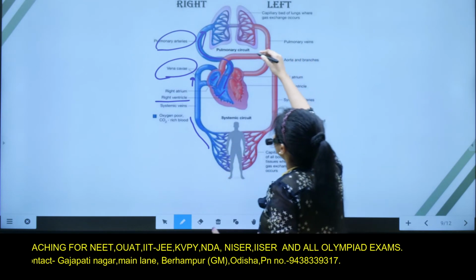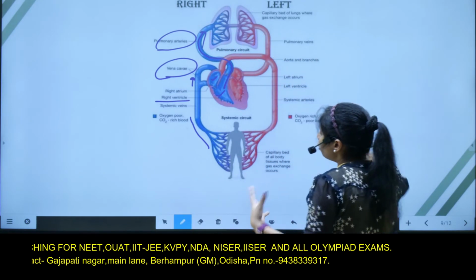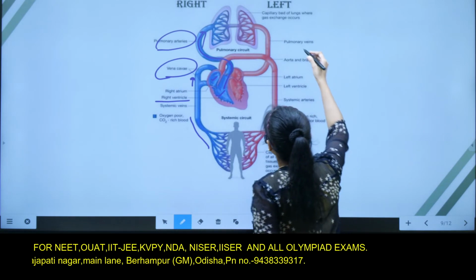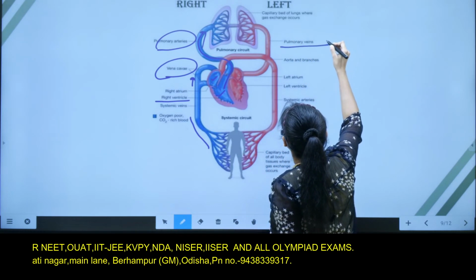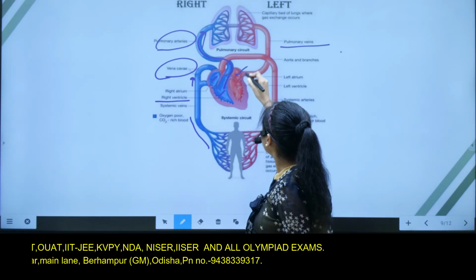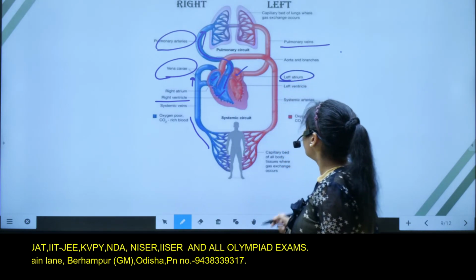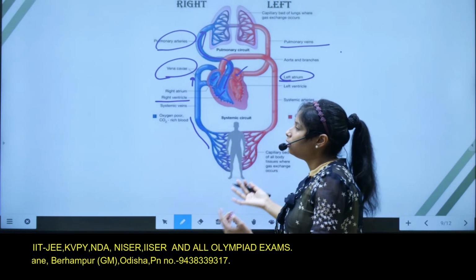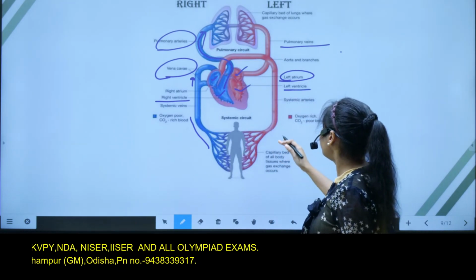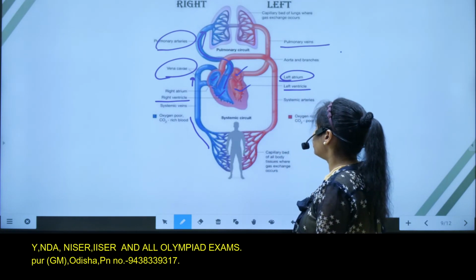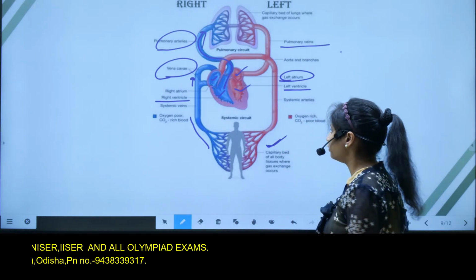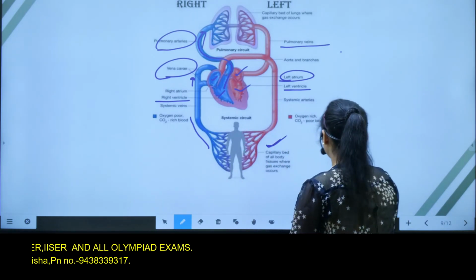Then here the lungs will filter all the deoxygenated blood into oxygenated blood and transfer the oxygenated blood through pulmonary veins to the left atrium. Then the left atrium will transfer all the oxygenated blood to the left ventricle. Then the left ventricle will transfer the oxygenated blood to all parts of the body through the aorta. Here is the complete double circulatory system.